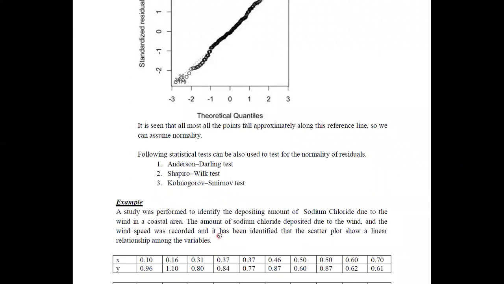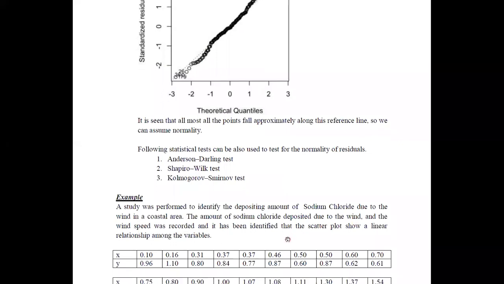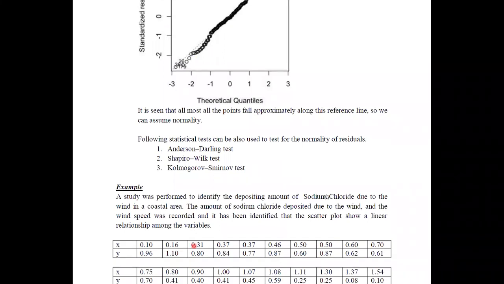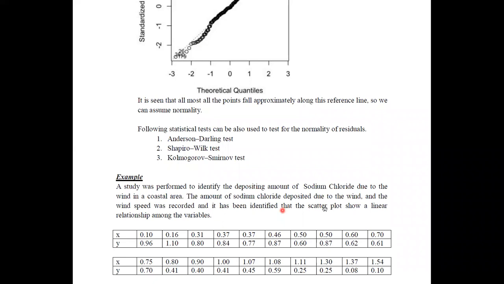A study was performed to identify the amount of sodium chloride deposited due to the wind in a coastal area. The amount of sodium chloride deposited and the wind speed were recorded, and those values are included in this table. They have identified that the scatter plot between these two variables gives a linear relationship. Since the scatter plot suggested a linear relationship, we can go for a linear regression model.